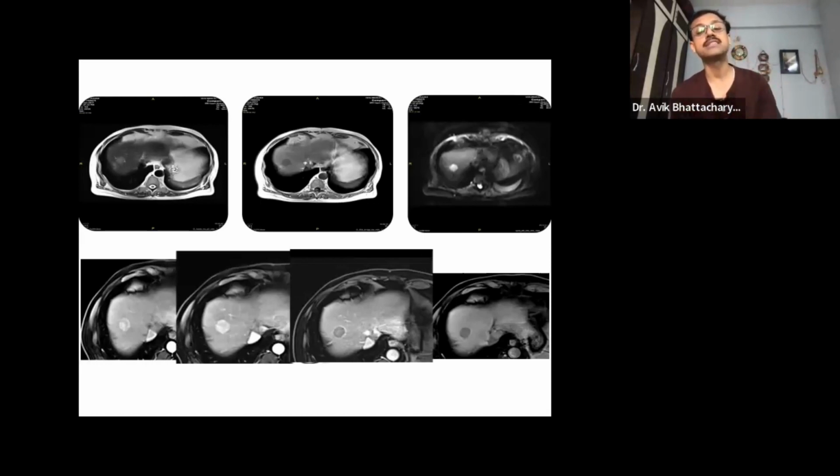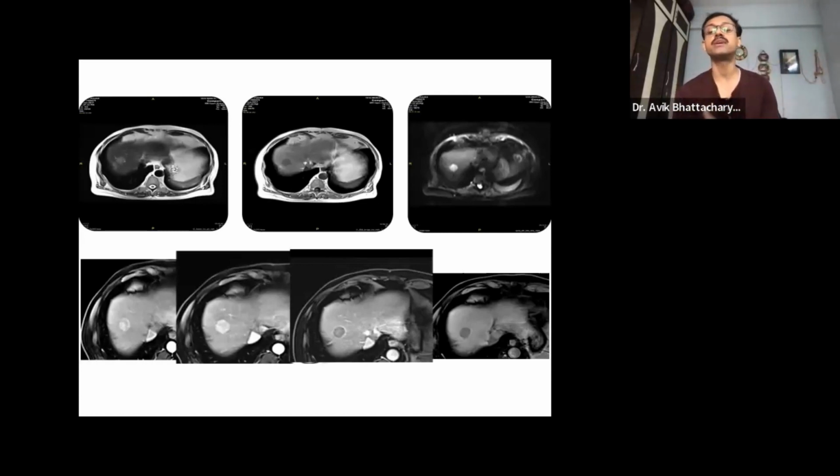So all characteristics of a hepatocellular carcinoma are fitting. Both the enhancement pattern, like arterial phase hyper-enhancement, washout on portal venous phase, capsule is there, size is more than 1 centimeter, and on T2 weighted image, it is hyperintense, that means brighter. On diffusion weighted image, it is restricted.